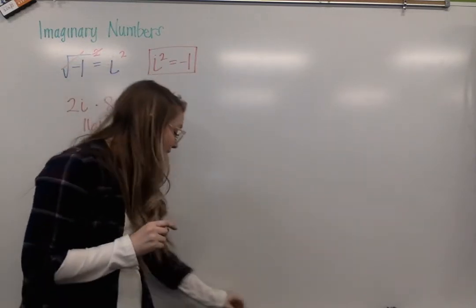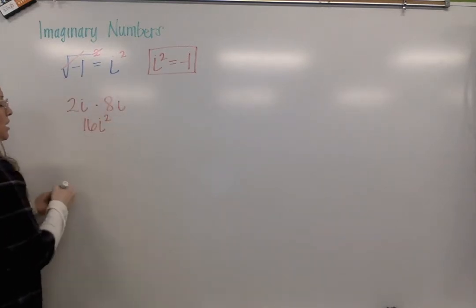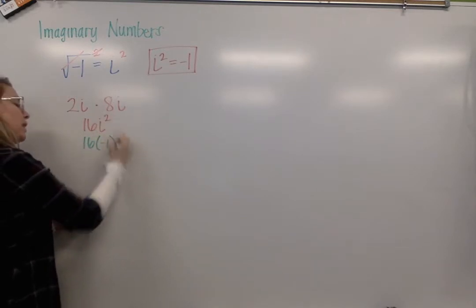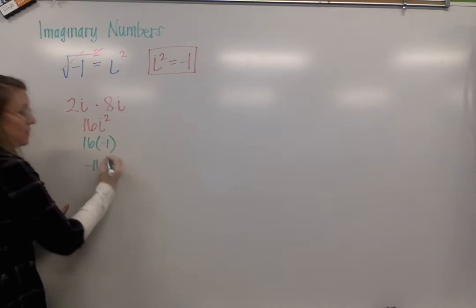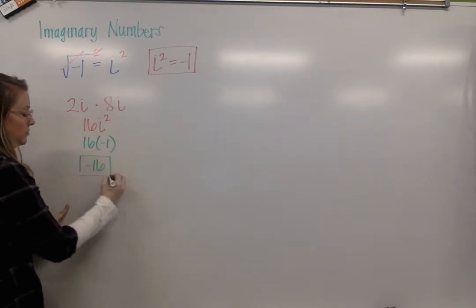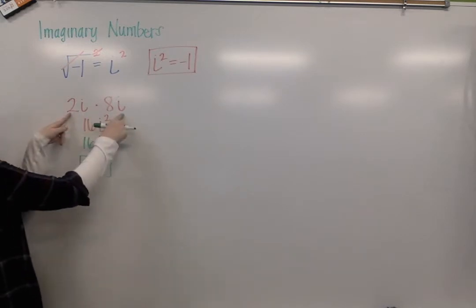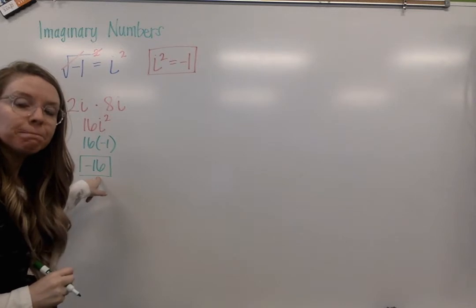We're now going to use that anytime we end up with this i squared. So I'm going to substitute i squared equals -1. So I'm substituting in that -1, and I get -16. So when I multiply these numbers together, two imaginary numbers resulted in a real number.